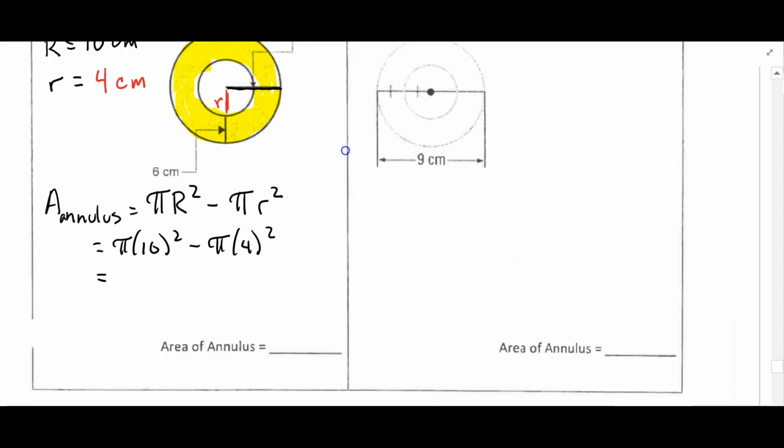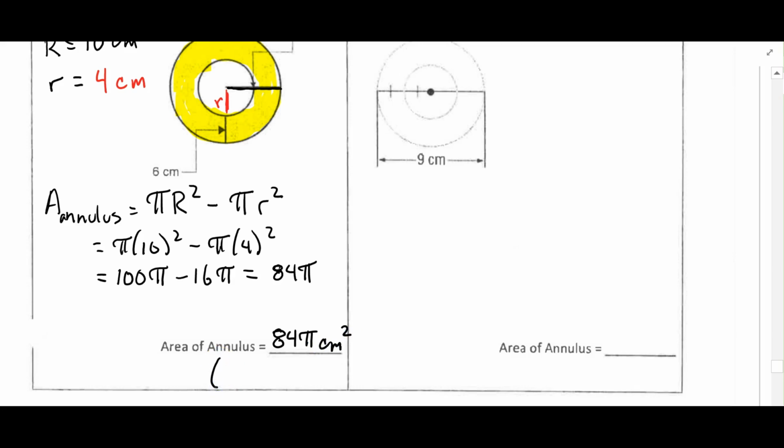So if you don't remember, hopefully by the time we get to the end, it'll come back to you. So 10 squared is 100, so this is 100 pi. 4 squared is 16, so that's minus 16 pi. And 100 pi minus 16 pi is 84 pi. So in terms of pi, the area of that annulus is 84 pi centimeters squared.